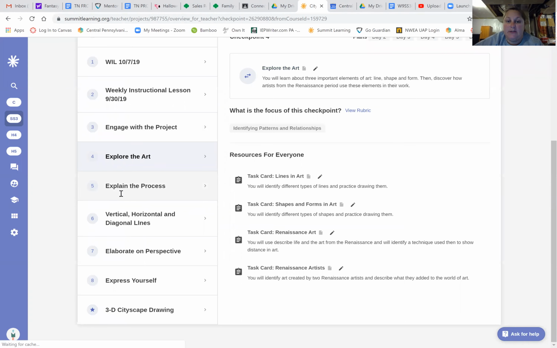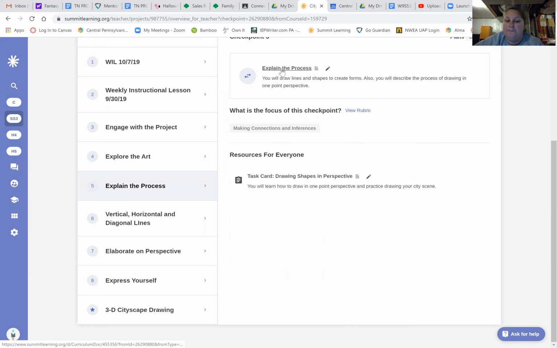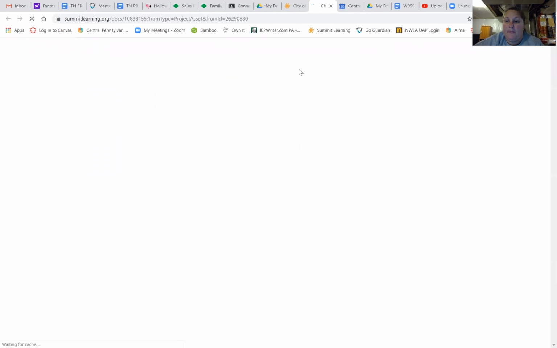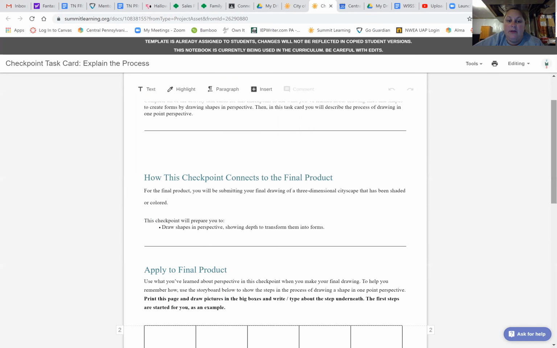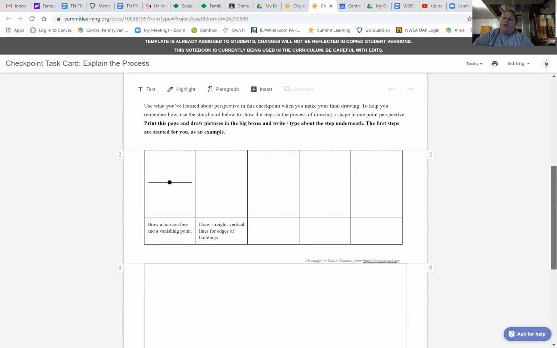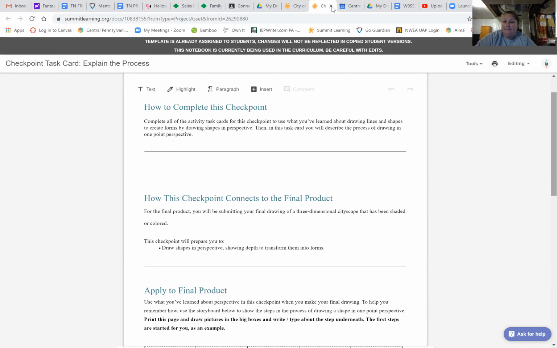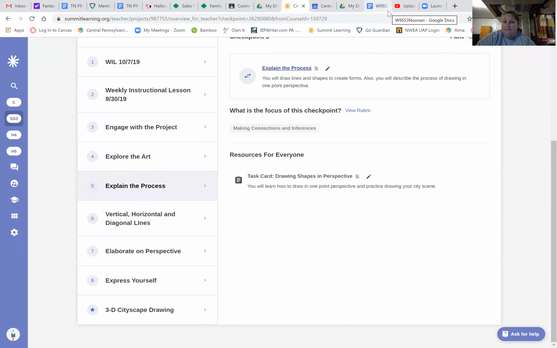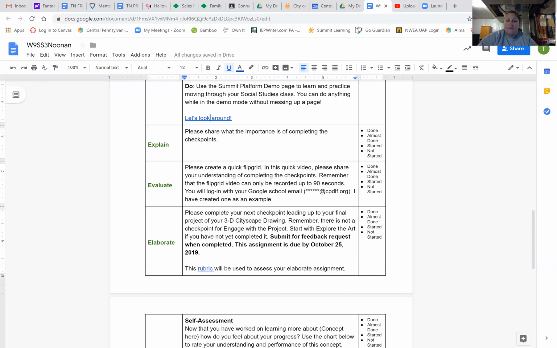Explain the process. Here's another one. You're going to click it, and here's your information: how to finish it, how it relates to the final product, and what you're going to do to complete the checkpoint. After you do that, you're going to answer the explain, and you're going to evaluate. You're going to create a quick Flipgrid. I think we've done this before.